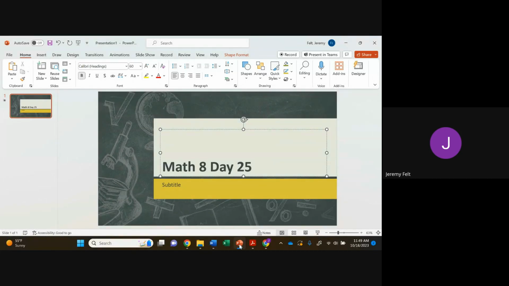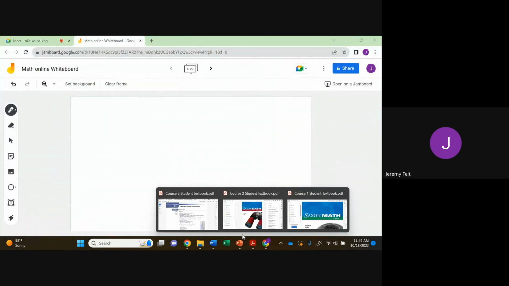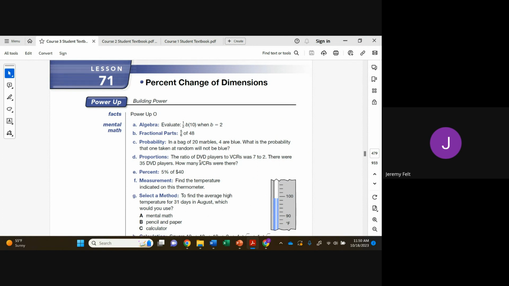Hi guys, welcome. Today is day 25. We're nearing the end of the semester, into our last unit for semester 1, lessons 71 through 80. So today we're looking at lesson 71, percent change of dimensions.